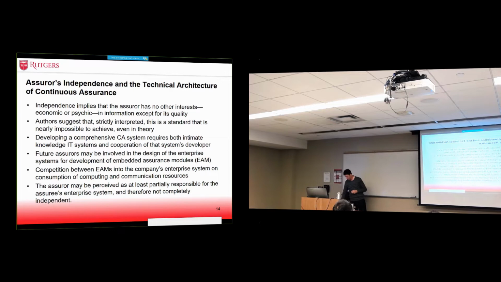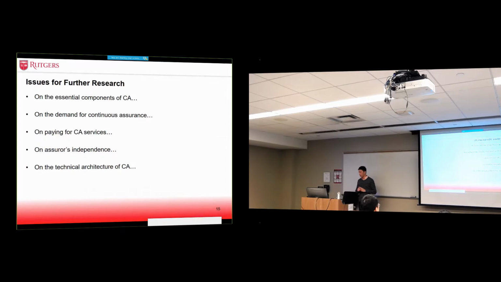And lastly, the paper gives areas for research. What the essential components of continuous assurance are can be analyzed further. Further research can be done on demand for assurance and payments for assurance, how independence of the assurer can be affected, and how the technical details of the technical architecture of continuous assurance can be developed. These are the conclusions of the paper.